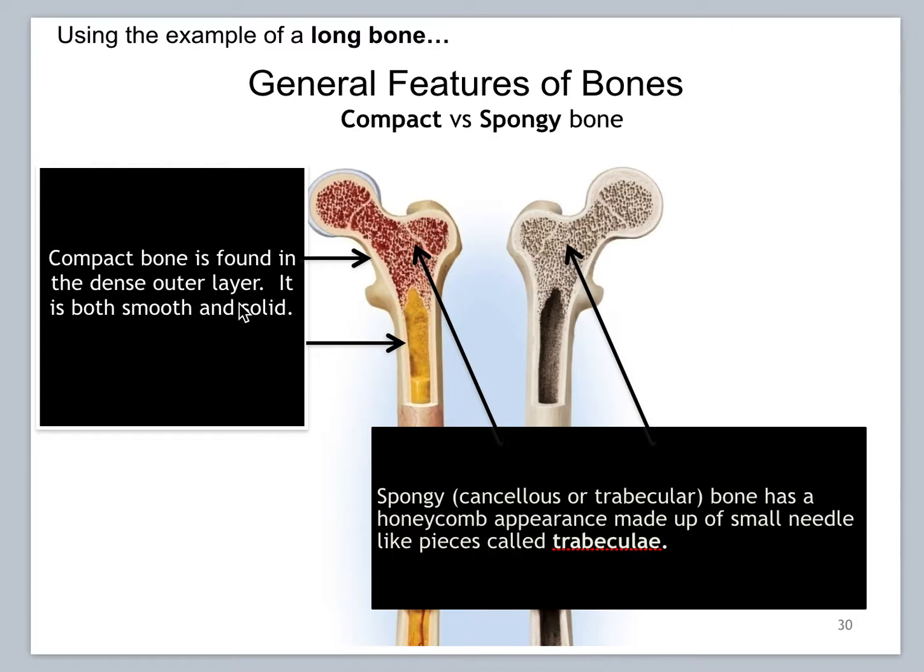Using the example of a long bone, we'll look at the different types of bone. There's compact bone and there's spongy bone. Compact bone, seen in this long bone, forms the outer layer. The dense bone is smooth and solid. The spongy bone, which is also called cancellous bone or trabecular bone, has a honeycomb appearance. It's called spongy bone because it looks like a sponge, not because it feels like a sponge. This bone is very hard and firm, not soft or squeezable like a sponge, but it has openings and pores that make it look like a sponge. Therefore it's called spongy bone.